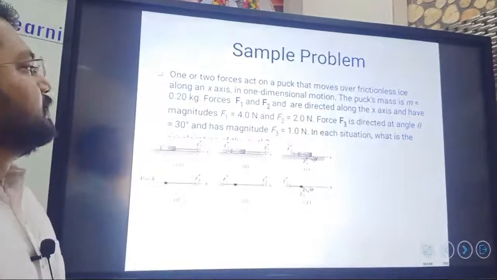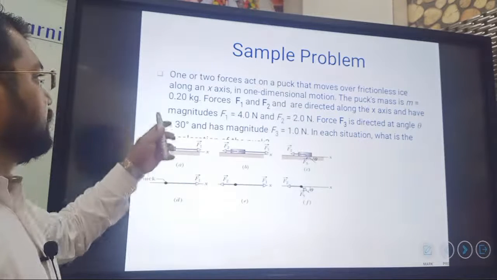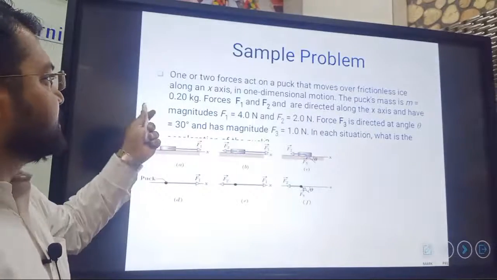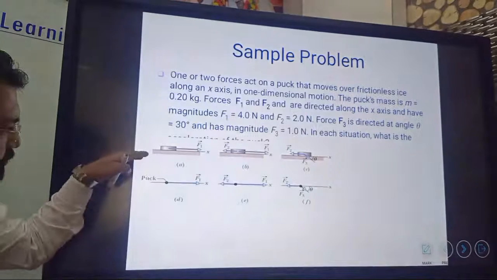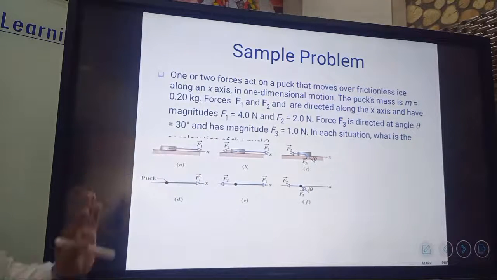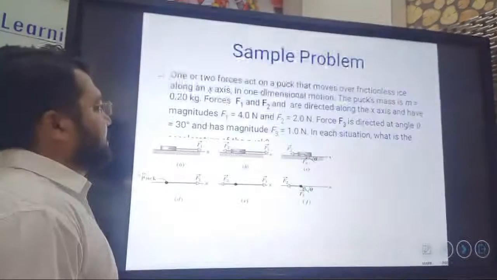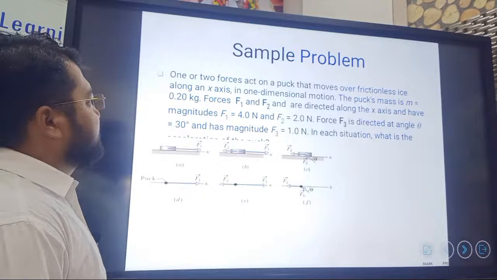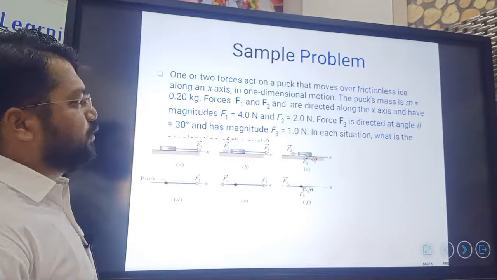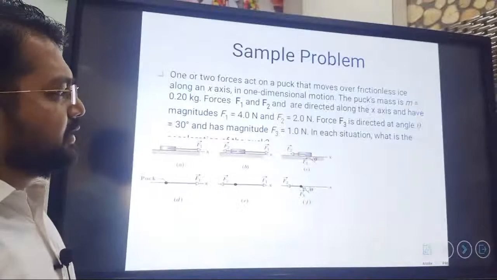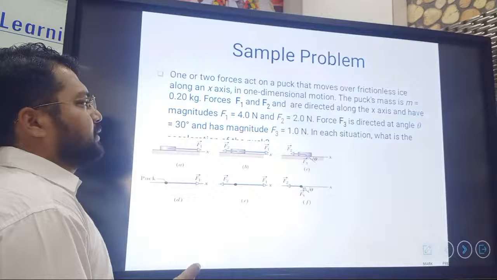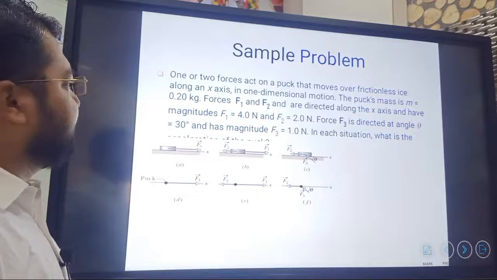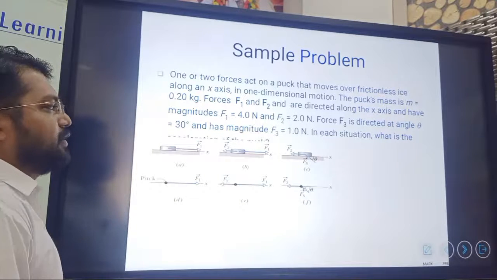Okay, so it's time to solve numericals. One of two forces act on a puck that moves over frictionless ice along an x-axis. So what kind of movement is this? Frictionless. In one-dimensional motion, the puck's mass m is equal to 0.20 kg and forces F1, F2 are directed along the x-axis and have magnitudes F1 that is 4 Newton, F2 2 Newton. Force F3 is directed at angle theta that is 30 degrees and has magnitude F3.